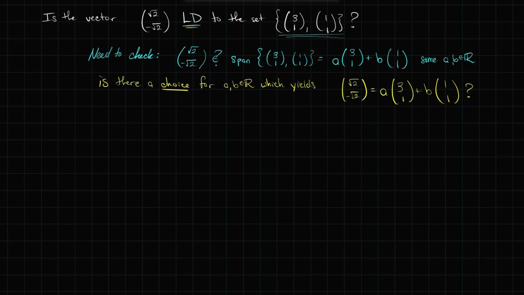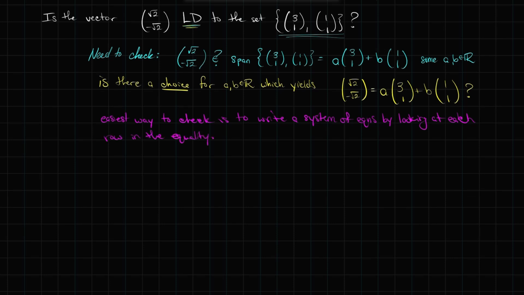Now, what's the easiest way to check this? The easiest way to check this is to write a system of equations by looking at each row in the equality. By that I mean there's a row up top, and here's a row on the bottom. We're going to look at both of those rows.